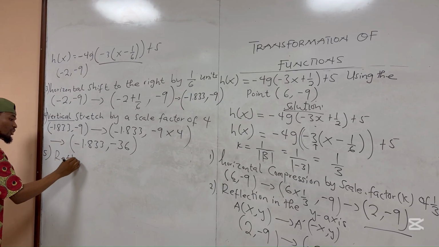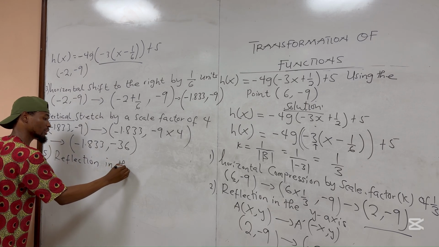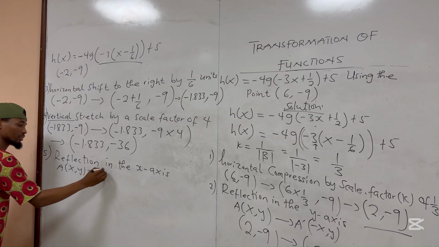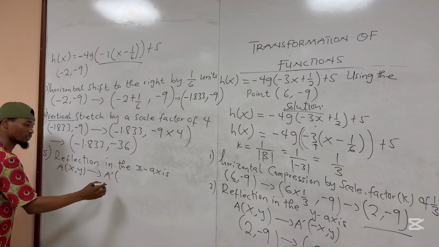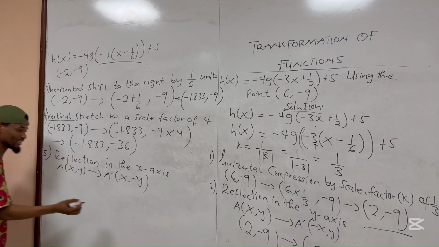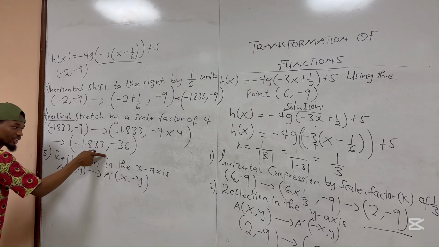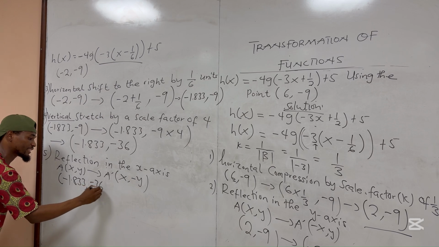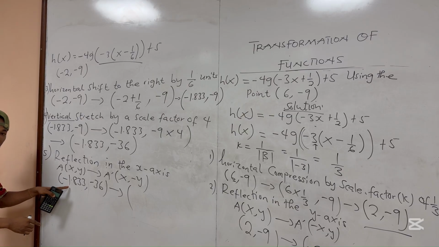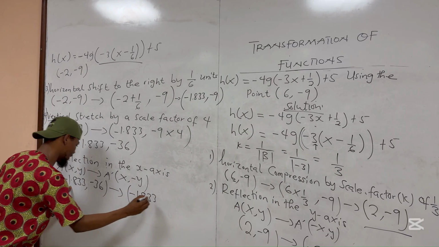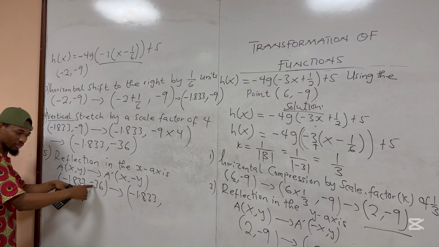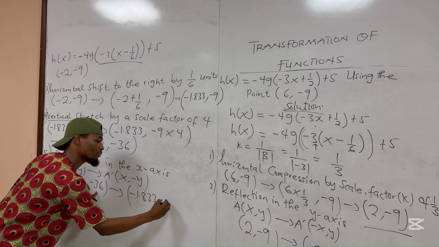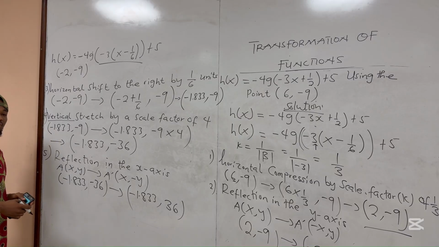We have reflection in the x-axis. So for reflection in the x-axis, you maintain the x and negate the y. So this is my current point, my reference. I have negative 1.833, negative 36. So my new set of points is that I'll maintain my x, which is what? Negative 1.833. Then, comma, y was what? Negative 36. I'll negate the y coordinate again. Now I'll get a positive 36. Viewers, am I done?